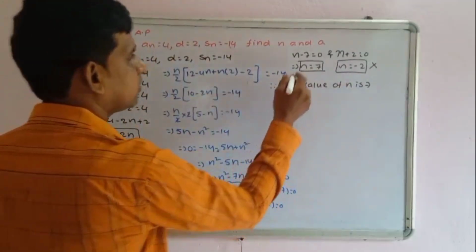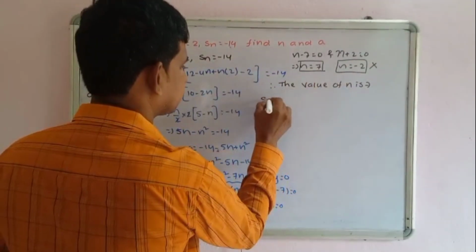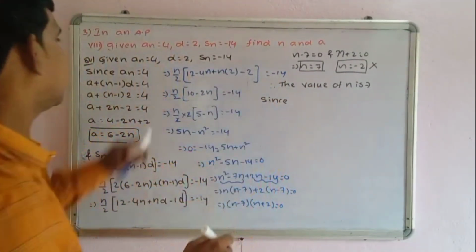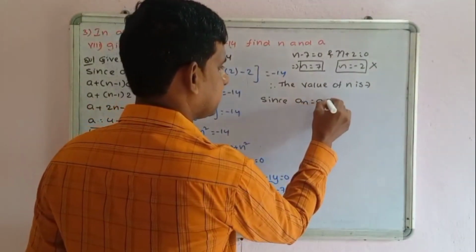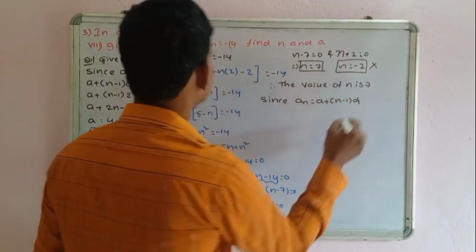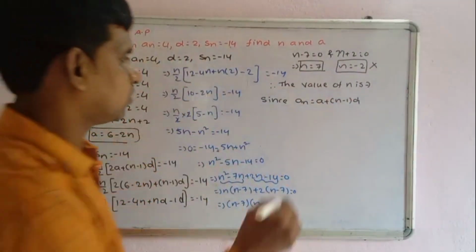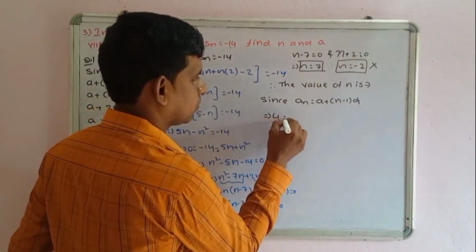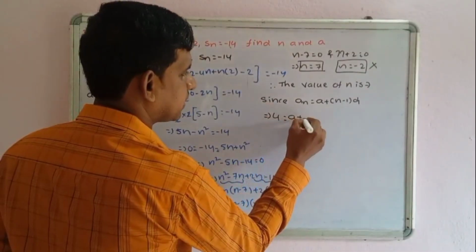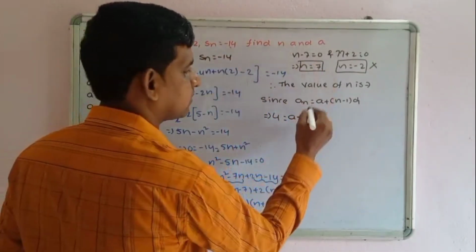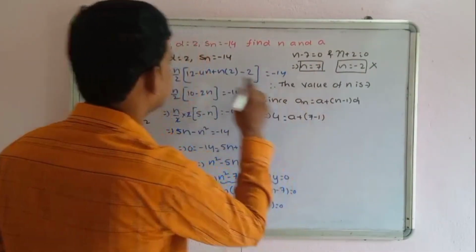So now we will find the value of a. Since an equals a plus n minus 1 into d. Here an value is 4, so 4 equals to a. We don't know the value of a, we will find that one only. a plus n minus 1, n is nothing but 7, 7 minus 1. Here d value is 2.